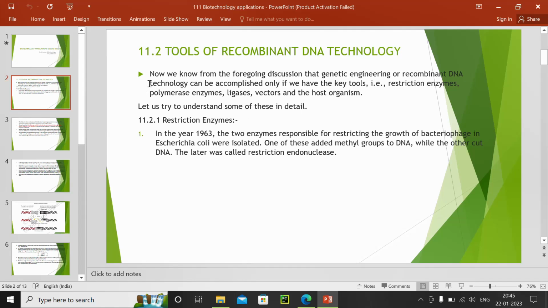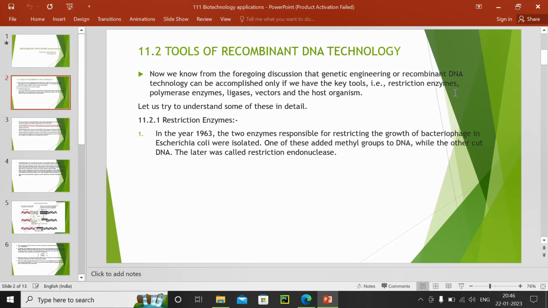So now we know from the foregoing discussion that genetic engineering or recombinant DNA technology can be accomplished only if we have the tools. In this we are going to learn the restriction enzymes, polymerase enzymes, ligases, vectors, and host organisms. These are the key tools that are used in recombinant DNA technology.